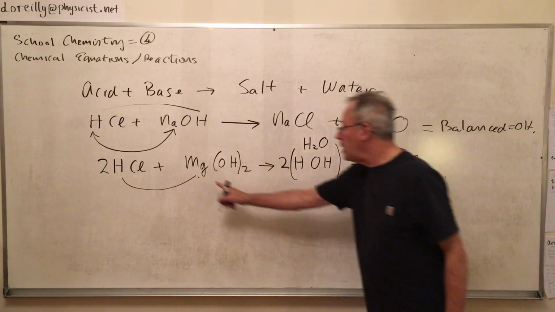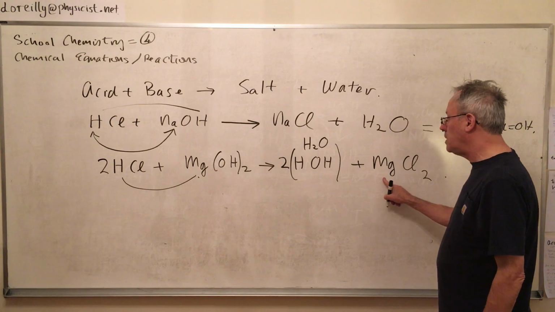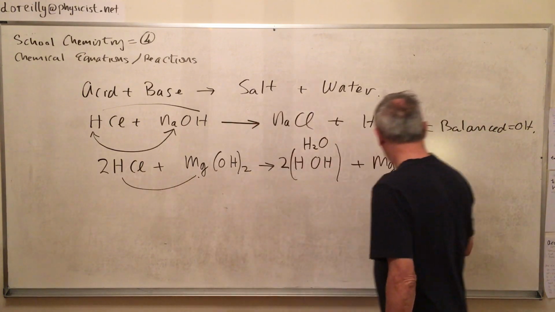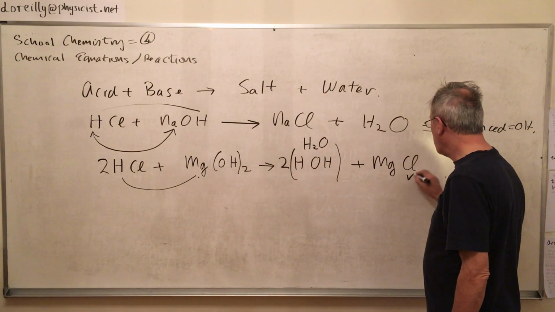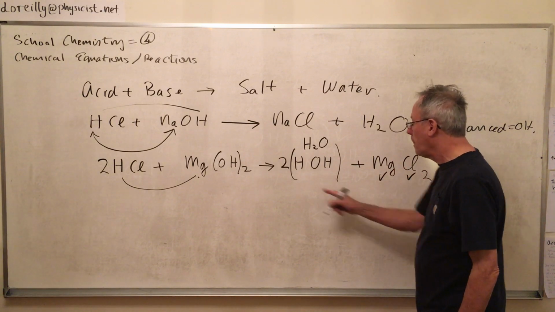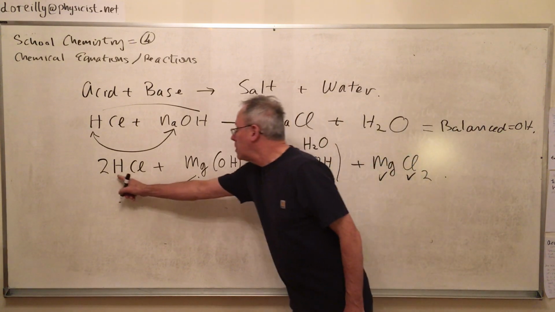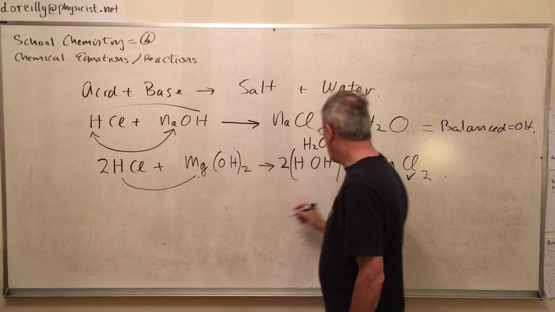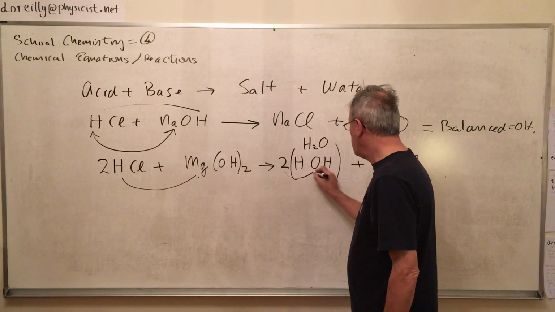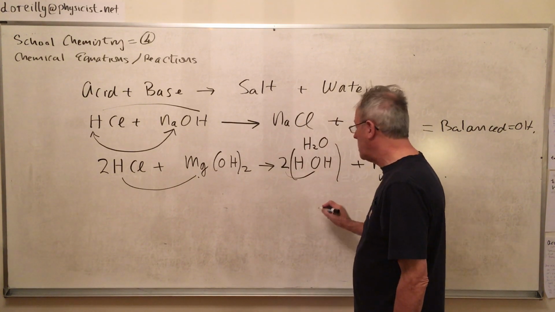Let's see about the Mg. 1 magnesium, oh yeah, 1 magnesium. 2 chlorines, 2 chlorines. So it's balanced for the chlorines, it's balanced for the magnesium. 4 H's. 2 plus 2 is 4. And 2 oxygens. 2 times O is 2. So this equation is balanced.